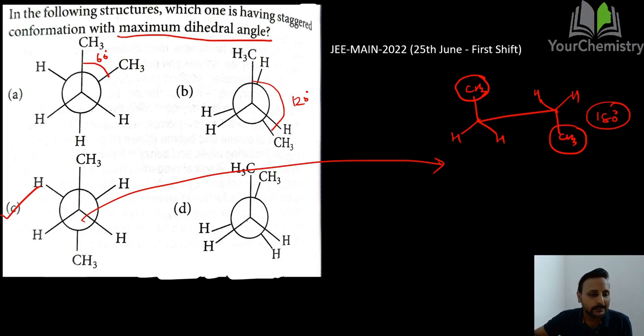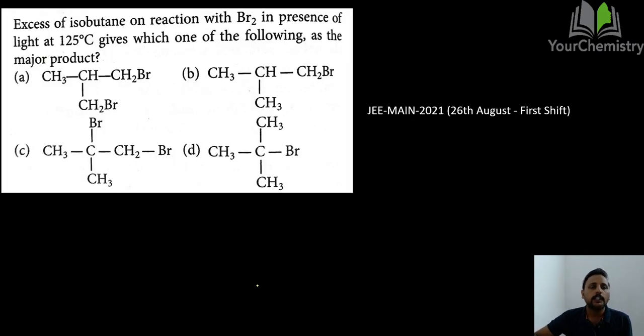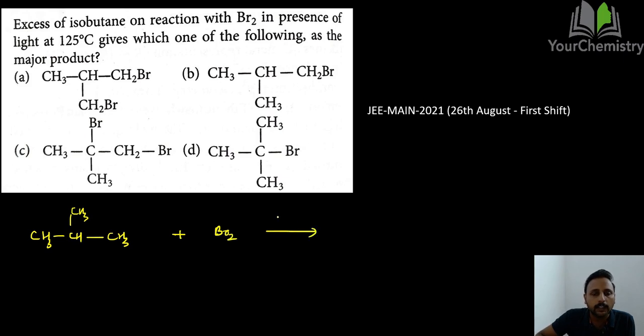Let's go to the next question. What is the next question? Excess of isobutane on reaction with Br2 in presence of light at 125 degrees Celsius gives which one of the following as the major product? So here, excess of isobutane means we are reacting isobutane. You know very well the structure of isobutane. This is the structure. We are reacting this with Br2 in presence of light at around 125 degrees Celsius. Here they have given this as excess.